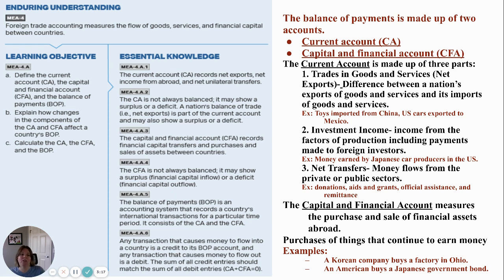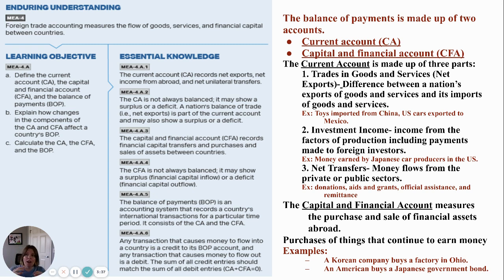Net transfers also. Money flows from the private or public sector. The United States sends public aid to lots of different foreign countries. So that's a transfer payment, right? We don't send that money with the expectation that they will provide a good or service in return. It's just sent there, needs-based, or it's also a way that we can make friendships with foreign countries too. It's always a good way to make friends if you send them money.